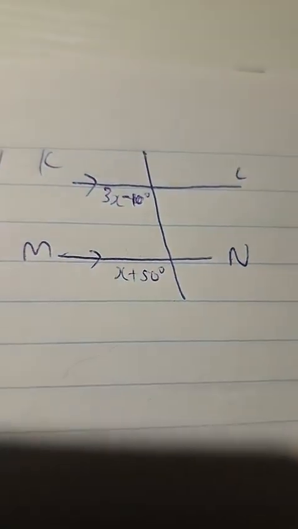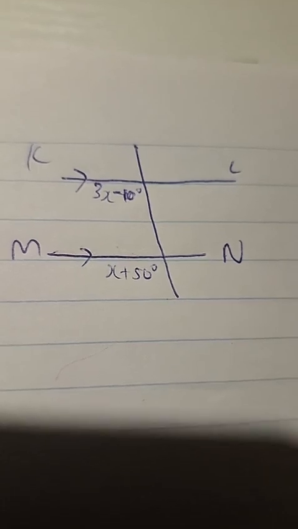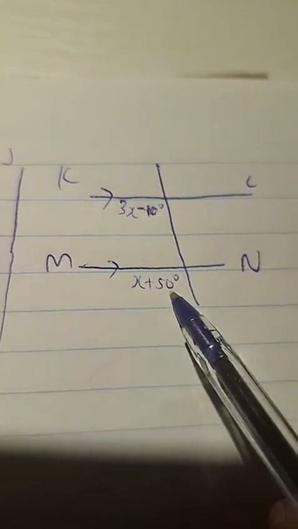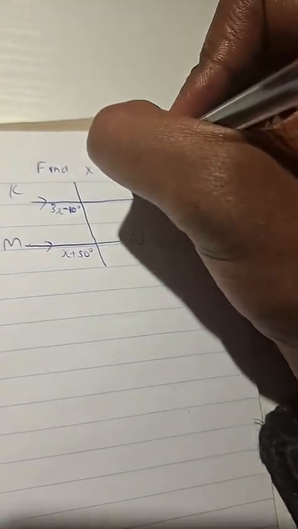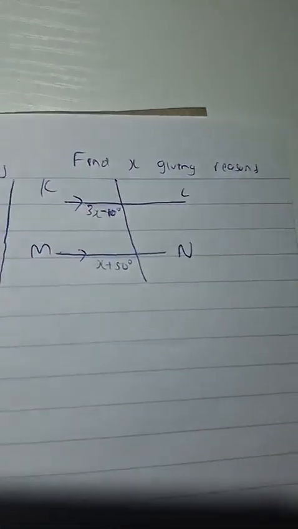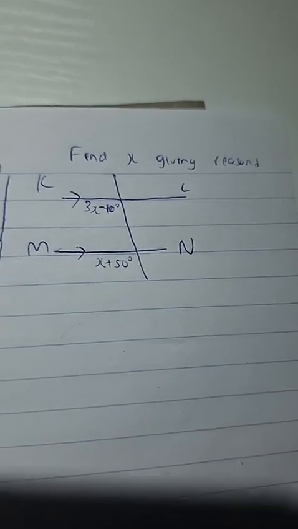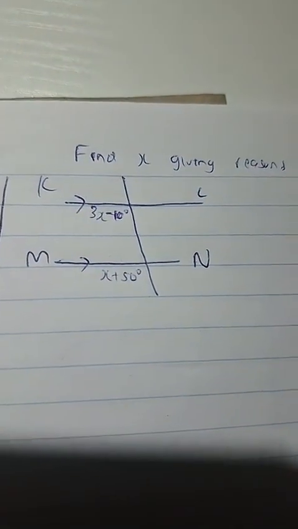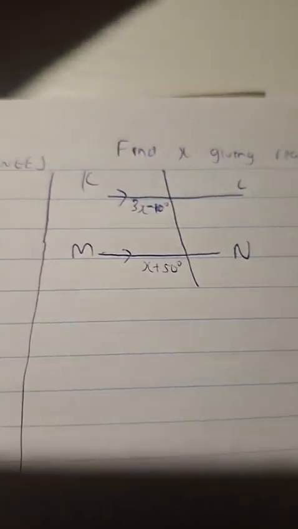Okay, so here we are being told to find the value of x. We are given 3x minus 10 degrees here, and then here we are given x plus 50 degrees. And we are told to find the value of x, giving reasons. So how do we proceed with this problem? 3x minus 10 degrees. How do we proceed?